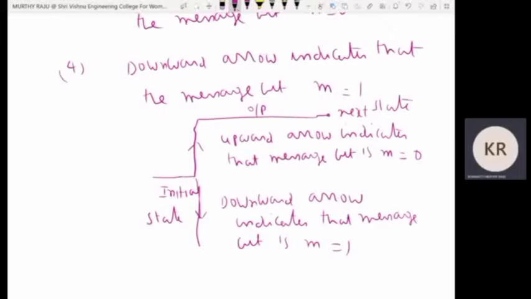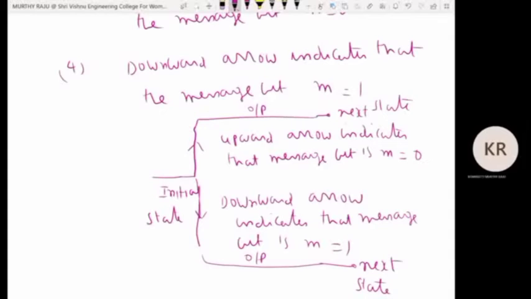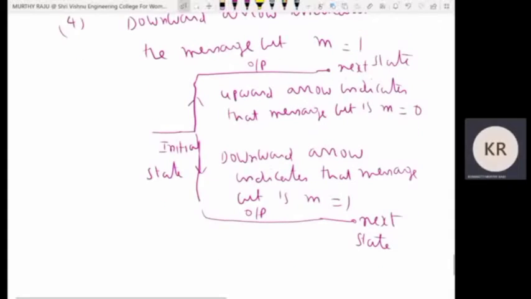Again, a downward arrow indication also. The output is indicated on that branch. This transition is terminated with the next state. The next state acts as the initial state for the second time interval. And again, upward arrow and downward arrow indications are there, and the tree is expanded like that towards the right hand side direction.